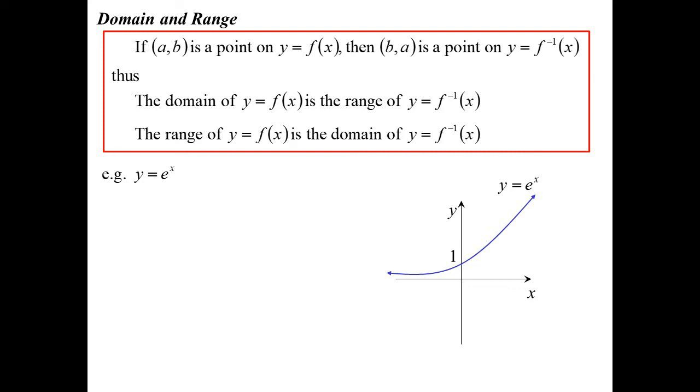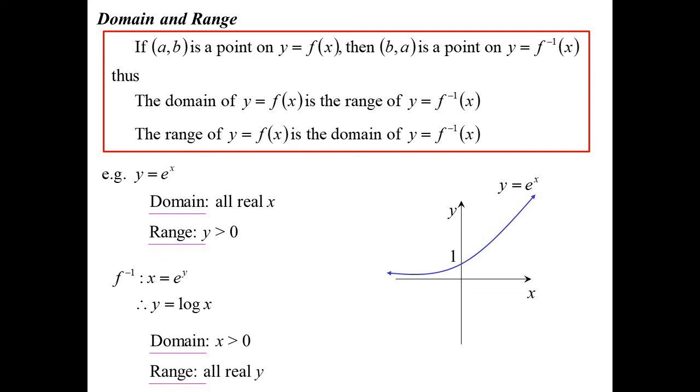Here's a simple example. Our exponential y equals e to the power of x, which looks something like that. Its domain's all real x, its range is y is greater than 0. Swap the x and the y's around. Let's find our inverse. So x is equal to e to the power of y. We want to make y the subject. We have to do the inverse function, which is log for an exponential. So we get y equals log of x.